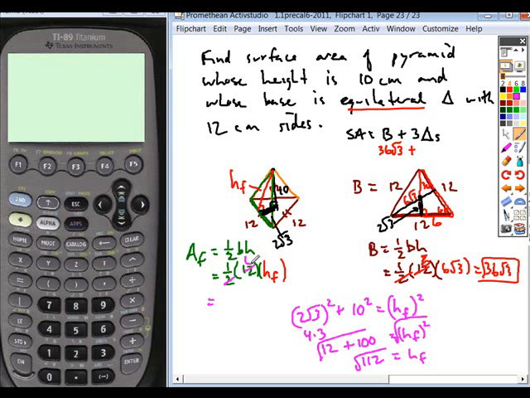So if we take half of 12, which is 6, times root 112, there's the area for each individual triangular face. We have 3 of them. So if we take 3 times 6 root 112, add that to 36 root 3, that will be our overall surface area. All right, now, again, it's not an easy process. However, once you've gone through it or watched it being done, now it should be. You should be able to follow these steps and solve the exact same way.